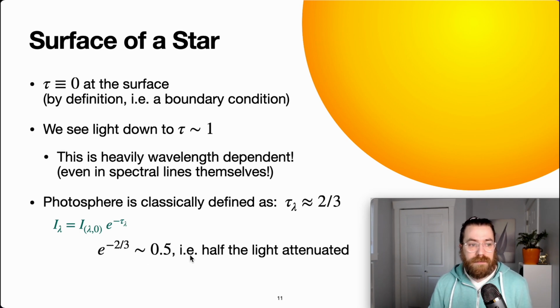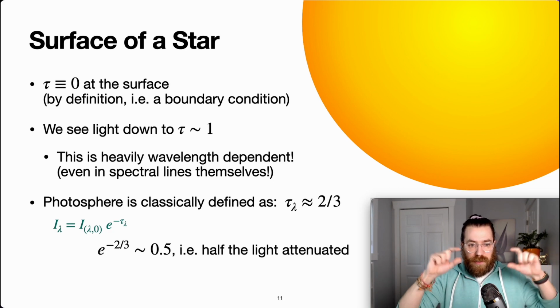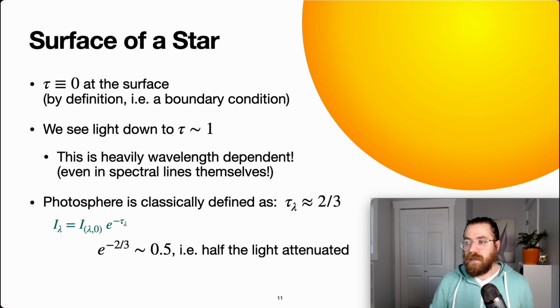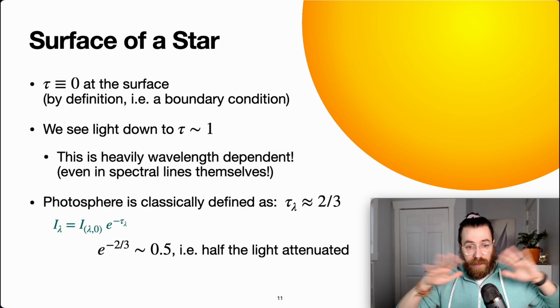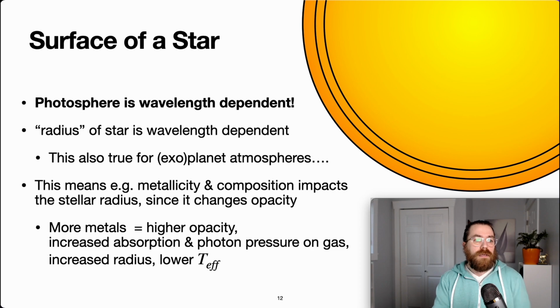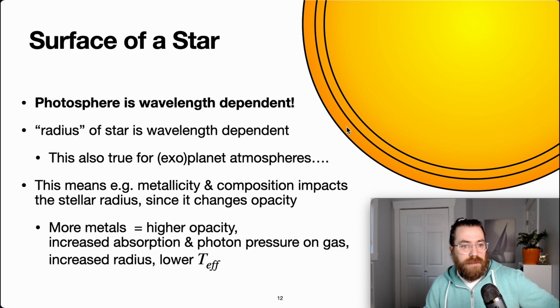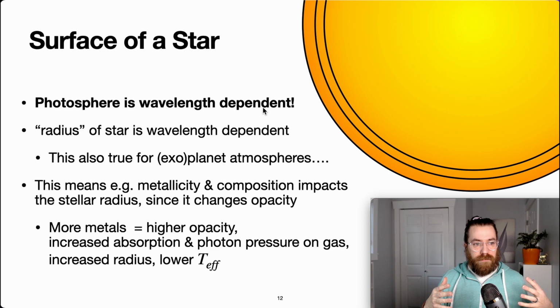And so, this is the depth that you can go into the atmosphere and have half of the light that is shining up from the star attenuated. So half of it is absorbed by the material above it. So it is how far you can go where half of the light is transmitted. And the further down you go, the majority of the light that is coming from the star is absorbed. So you get down to here. This is like tau of 2/3, and this is tau of 1. This radius is, again, heavily wavelength dependent.